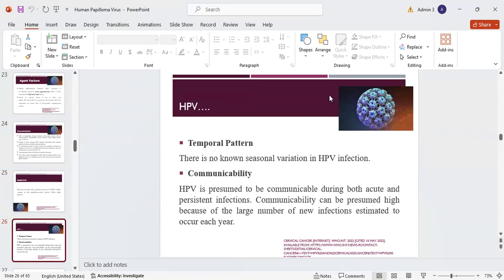Temporal pattern. There is no known seasonal variation in HPV infection. Communicability. HPV is presumed to be communicable during both acute and persistent infection. Communicability can be presumed high because of the large number of new infections estimated to occur each year.